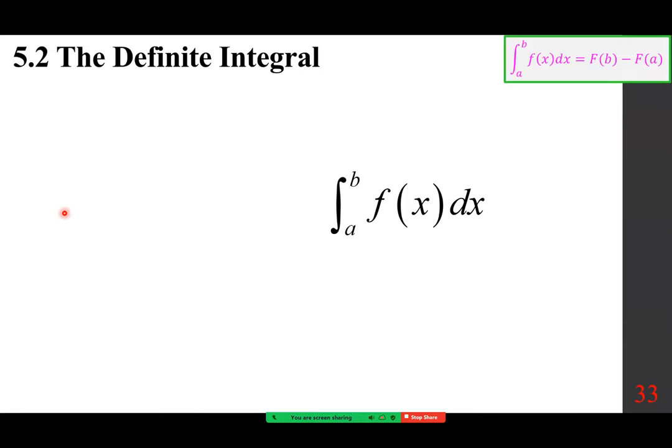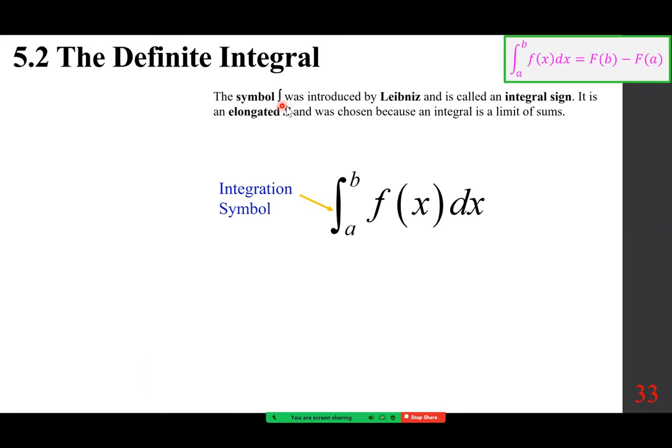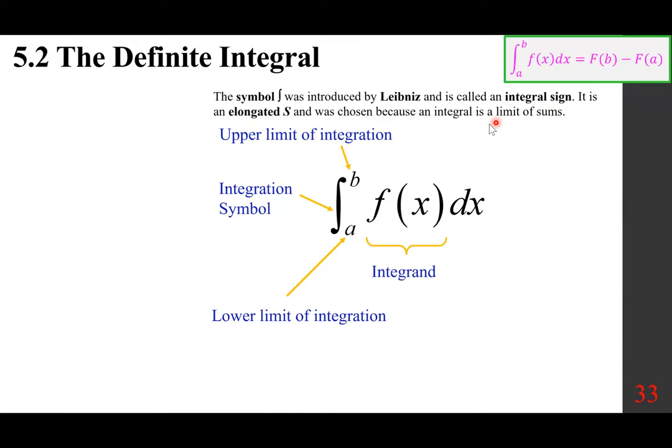First, let's explain what this is by looking at every part of that, starting with this integration symbol. The symbol, which looks like an S, was introduced by Leibniz and is called an integral sign. It is an elongated S and was chosen because an integral is a limit of sums. A is the lower limit of integration, b is the upper limit of integration, f of x is called the integrand, and dx, we call it a variable of integration, also known as a dummy variable.